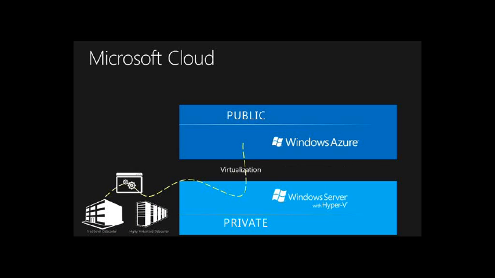The second piece is virtualization. If we look at the Microsoft platform and we look at Windows Azure and we look at System Center, we've actually got exactly the same virtualization technology running behind the scenes. Windows Azure is actually just hundreds of thousands of Windows Server 2012 boxes running Hyper-V. What does this mean for you? Well, it means that you can seamlessly migrate your servers from on-premise to the cloud and then back again.